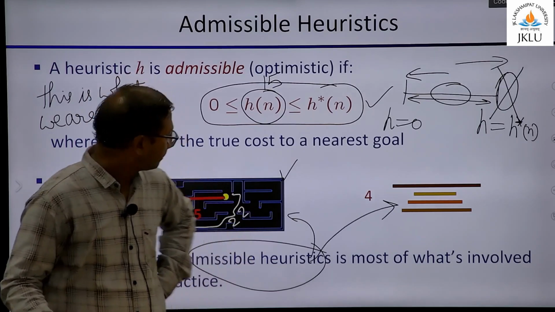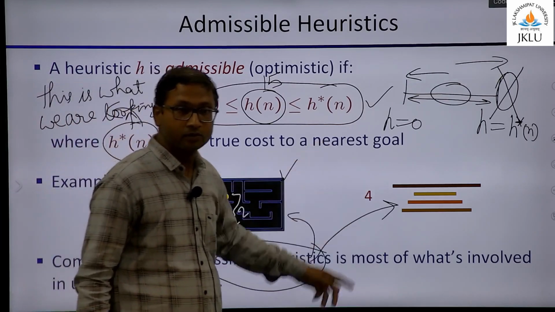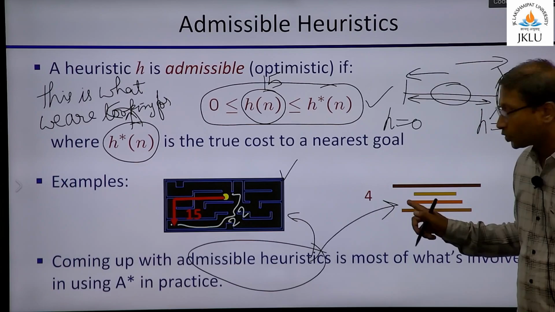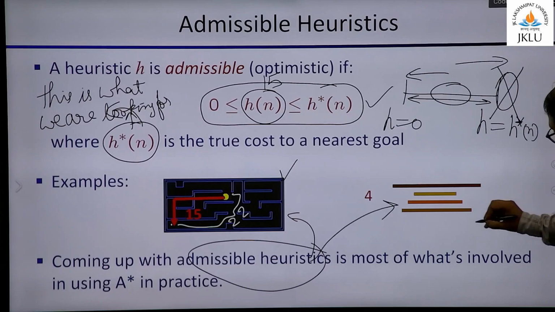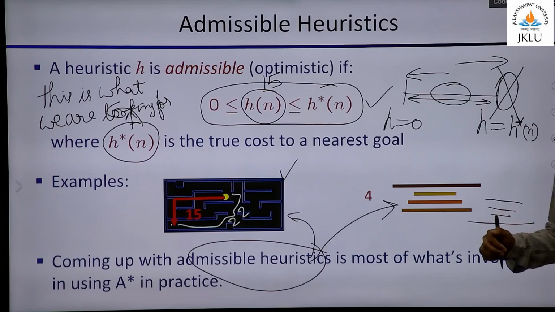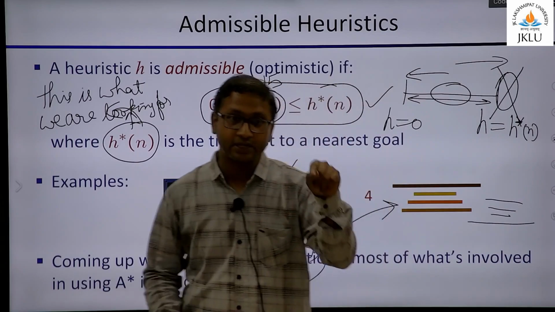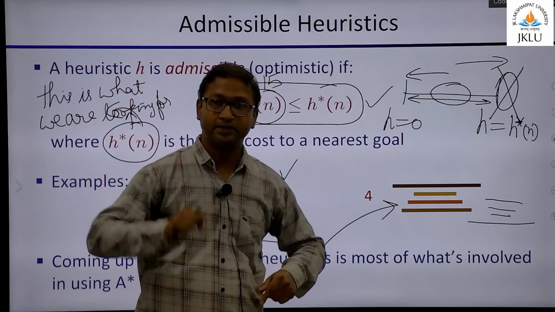In this case, if you flip this, what will you get? The biggest one, and then you need 3 more flips. So total cost will be 7. So H star is actually 7, but my H is certainly lesser than that H star.